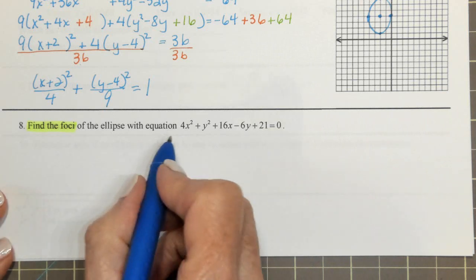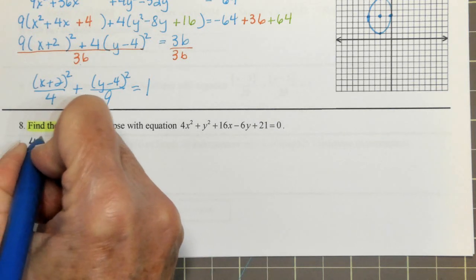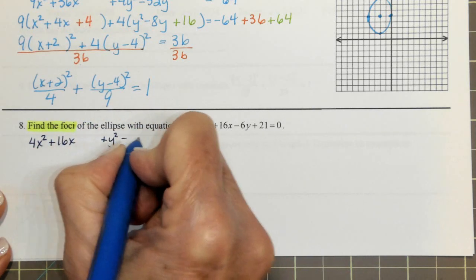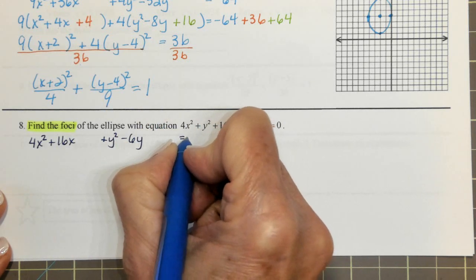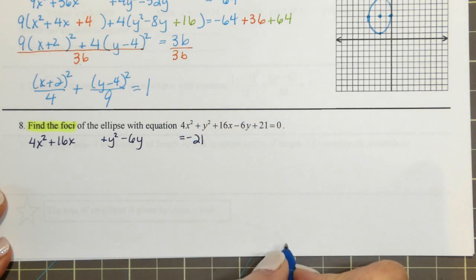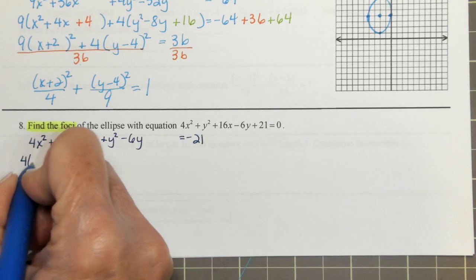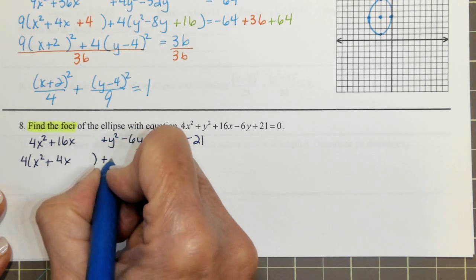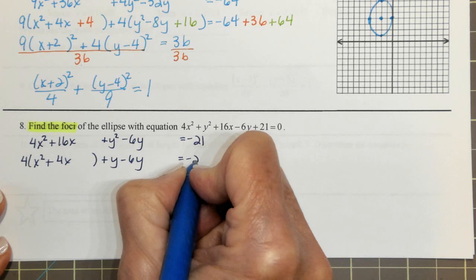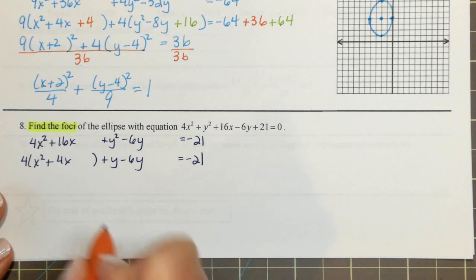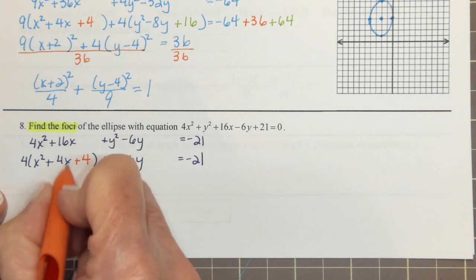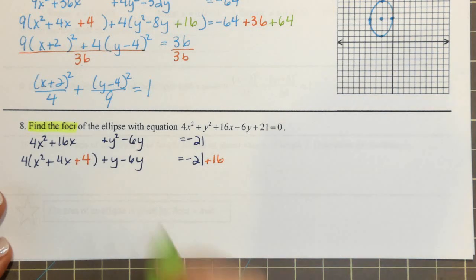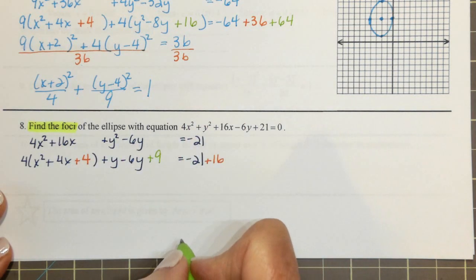All right. I'm going to begin by grouping my x's together again. Leave a space. Group your y's together, leave a space, move the 21 to the other side, factor a 4 out of your x terms. We don't have to factor anything out of our y terms. Just like that. I add 4 inside to complete the square, but I'm really adding 16. I add 9 to complete the square on my y's.